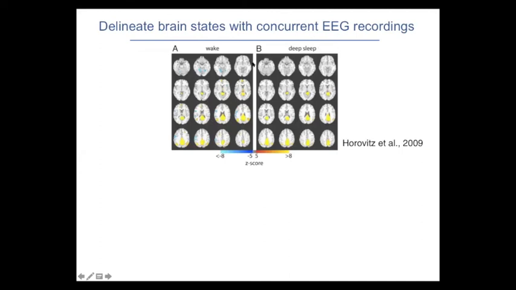So the EEG signal can be used to delineate brain states. So here are wake and deep sleep states. Then you characterize function for these two states. There's another recent Science paper showing the global dynamics present different patterns.